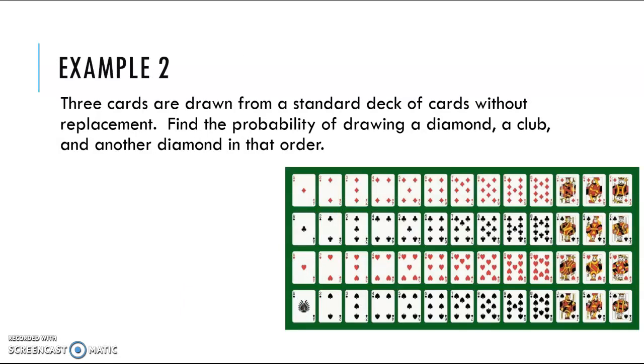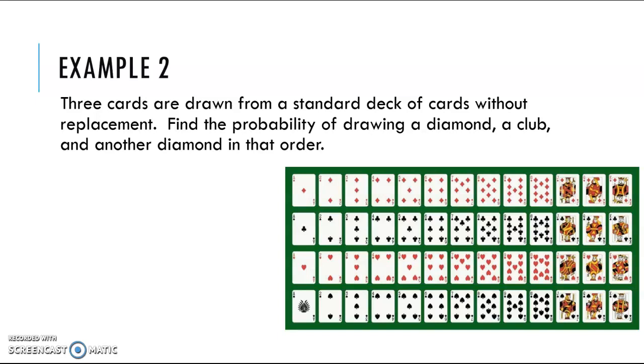So our example here, and we have an image in order to understand what the different types of cards are. We're going to draw 3 cards. So there are 3 events happening, and we are not replacing them. So we're not putting the card back in. That's what makes this dependent, is that when we pull a card out, there are no longer the same amount of cards in the deck because we're not putting it back in. Then we're going to find the probability that the first card we draw is a diamond, the second card we draw is a club, and then the third card we draw is another diamond.